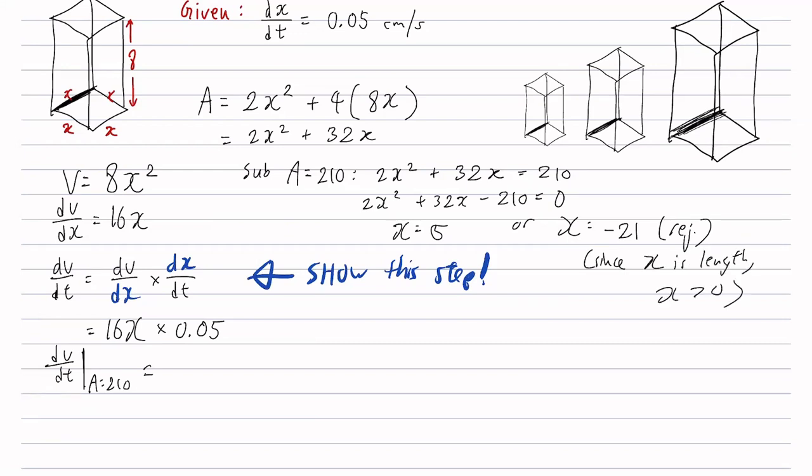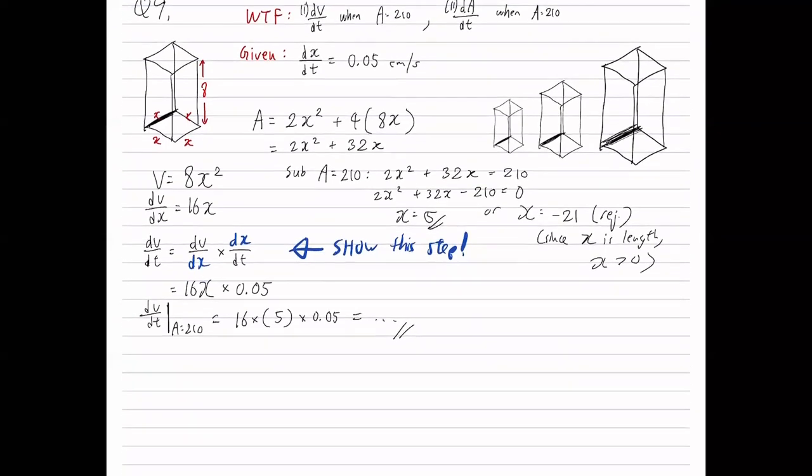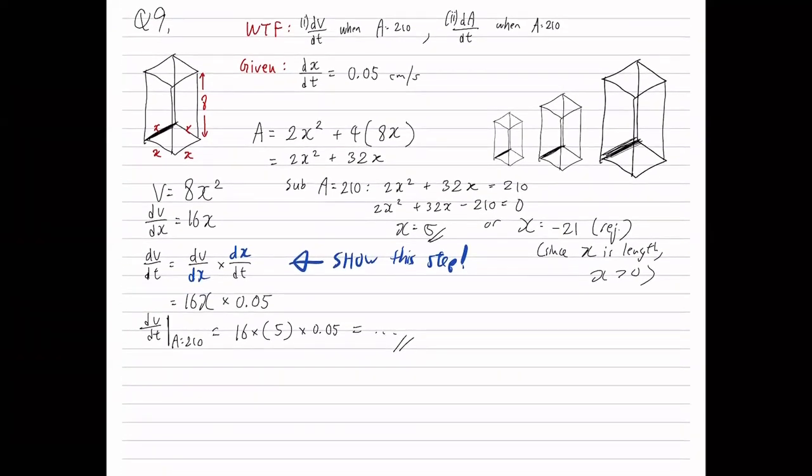So sub x equal 5 into the 16x times 0.05. You got your answer already. Good. Okay, move on. Next. Oh, sorry, we need to move. Haven't done part 2 yet. This is part 1 only.